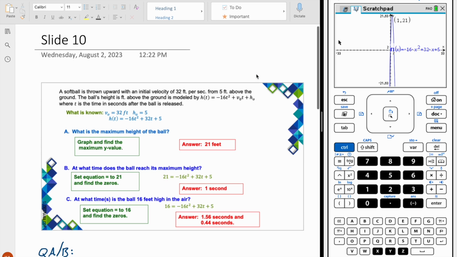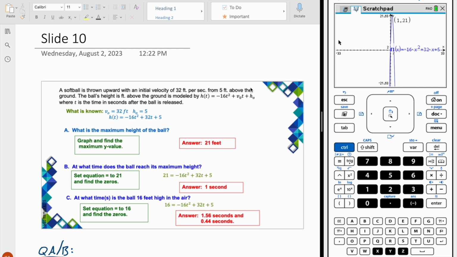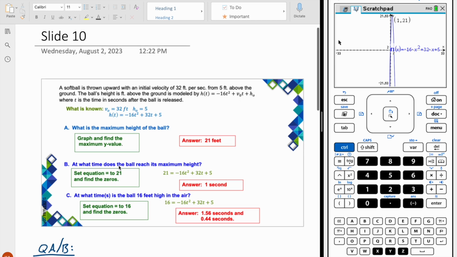Let's take a look at B. At what time does the ball reach its maximum height? This is what we were also talking about before. In this case, we can go ahead and take a look at the vertex and say, well, in order for it to reach its maximum height at 21 feet, it would have to be after 1 second.